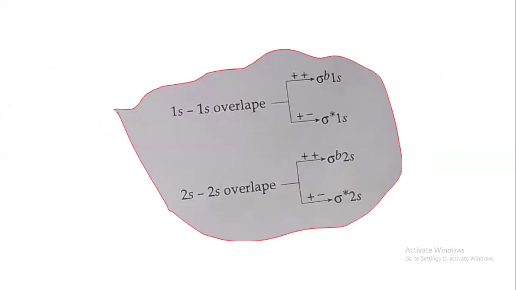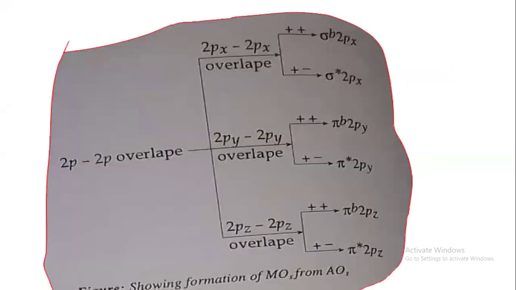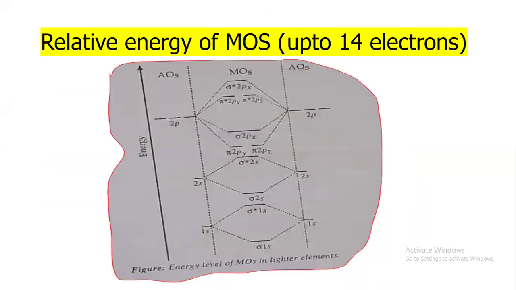So 1s overlap, 2s, then 2p overlap, 2pz, sigma antibonding, pi bonding. Similarly, py antibonding, pi bonding, and pi bonding and pi antibonding, 2px.